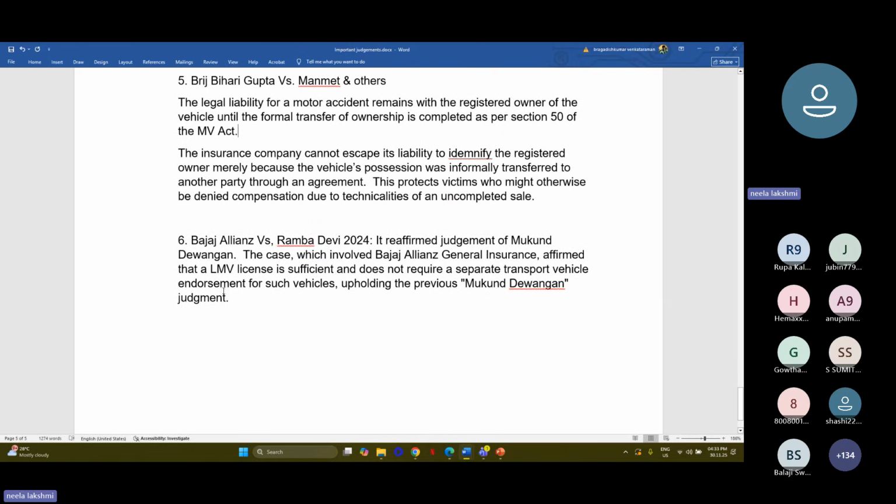Bajaj Alliance versus Ramba Devi, which was pronounced in 2024. It reaffirmed the judgment of Mugundevangan, where a transport license endorsement is not necessary to drive an LMV transport vehicle. The case involving Bajaj Alliance Insurance affirmed that an LMV license is sufficient and does not require a separate transport vehicle endorsement for such vehicles, upholding the previous Mugundevangan judgment. These are all very recent judgments.